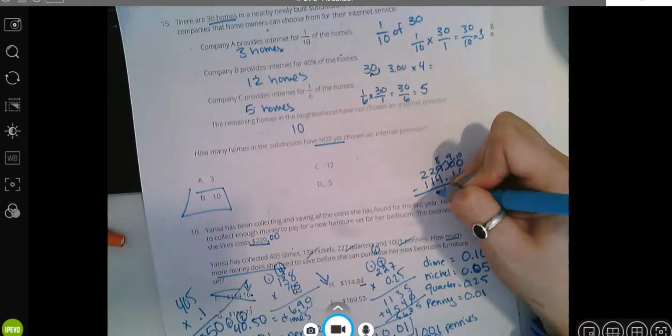10 minus 6 is 4. Ooh, at this point, I am pretty confident it's going to be H. 9 minus 1 is 8. Ooh, even more confident. Let me just prove it to you. 8 minus 4 is 4. 2 minus 1 is 1. 2 minus 1 is 1. Yep. She needs $114.84 more. Okay, next one.